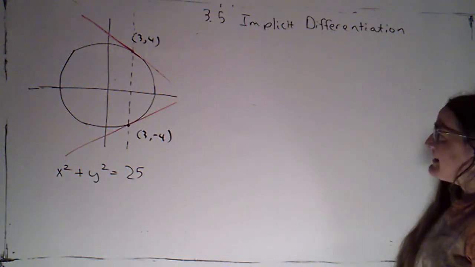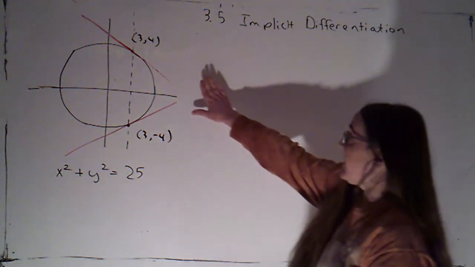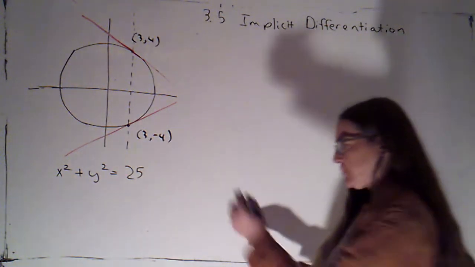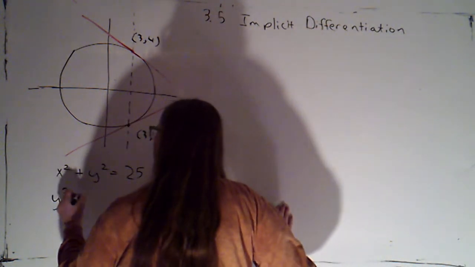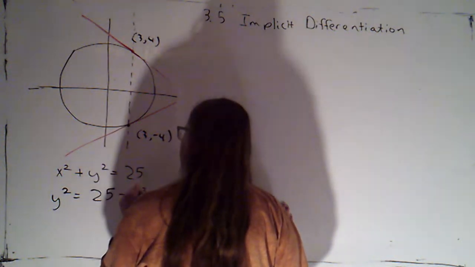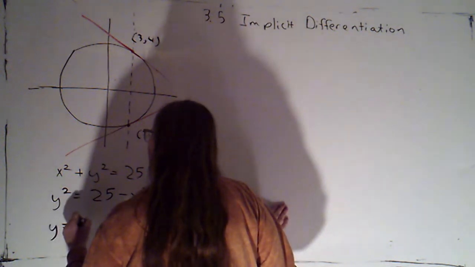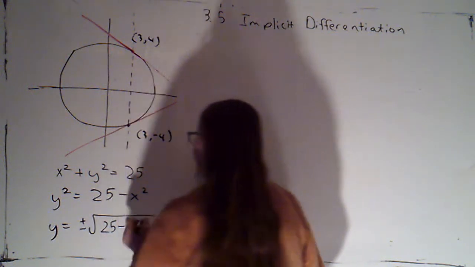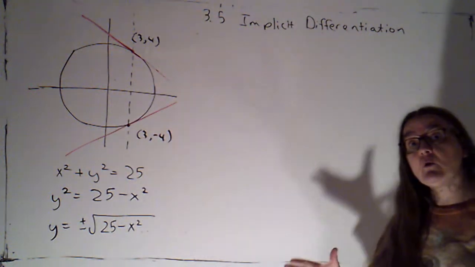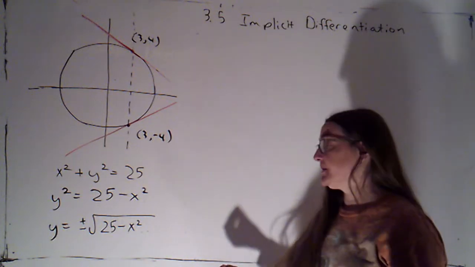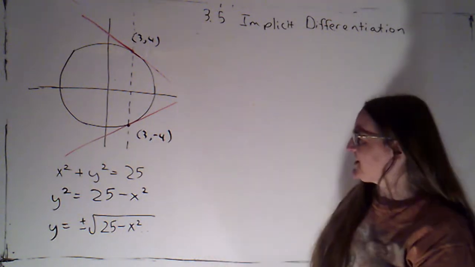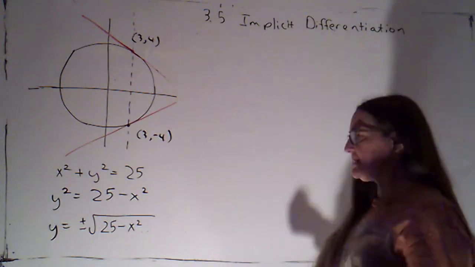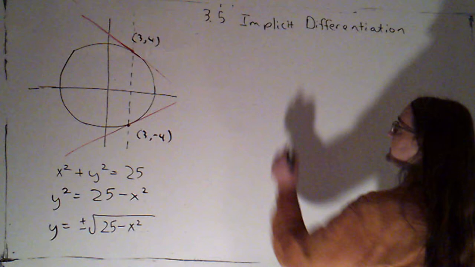Now, another way I can see that this isn't a function: if I were to try to solve for y, I could do that. I could say y squared is 25 minus x squared, but then y is plus or minus the square root of 25 minus x squared. So I don't get a unique formula. But this is a nice example because although I don't get a unique formula, I get two very specific options that are functions.